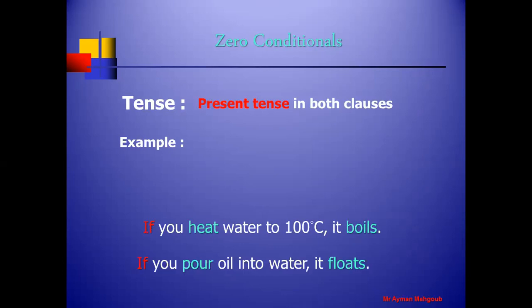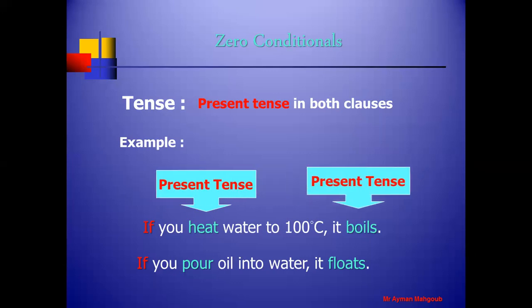Okay. If you pour oil into water, it floats. Okay. Heat and pour are present tense, and boils and floats are present tense. Okay. لكن الsentences اللي comes after if اللي هو اللي فيها الcondition. The condition, you heat water to 100 degrees. What is the result? It boils.